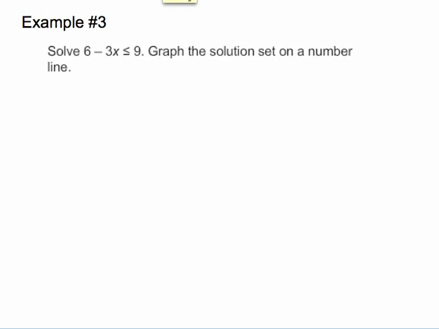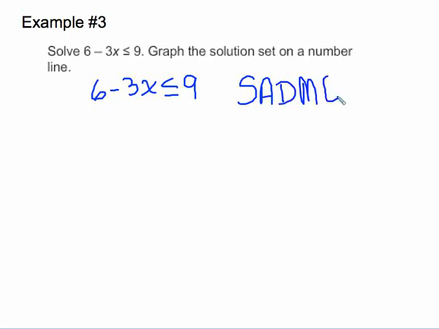Now here we have to be careful because I have the inequality 6 minus 3x is less than or equal to 9, and if you have an idea of why I'm saying we have to be careful, then I would suggest that you pause the video and again try to work ahead of me. Now, there's two things here that could throw us off.